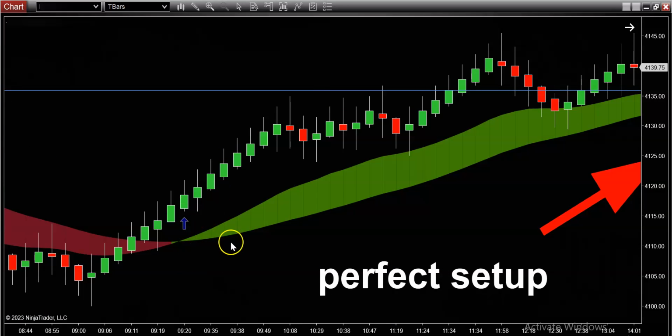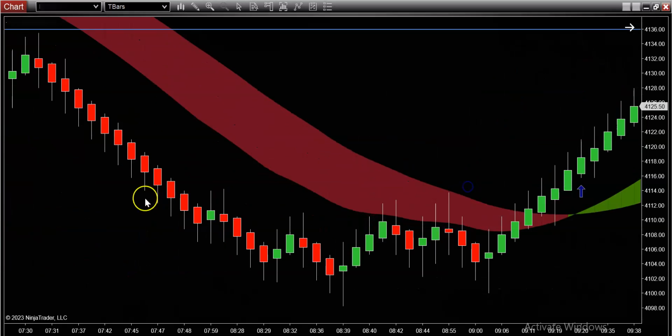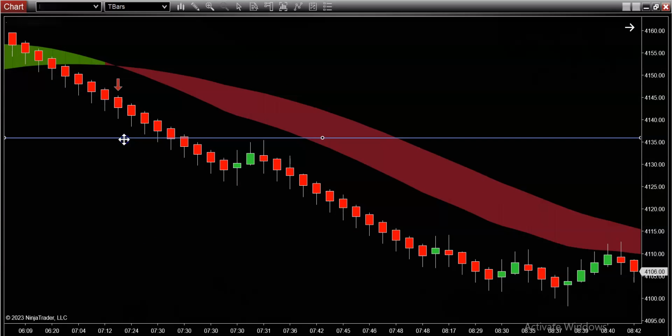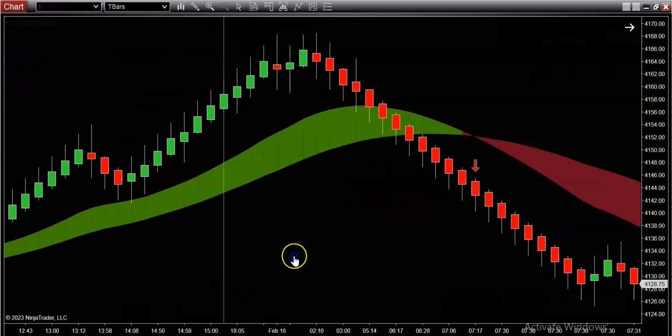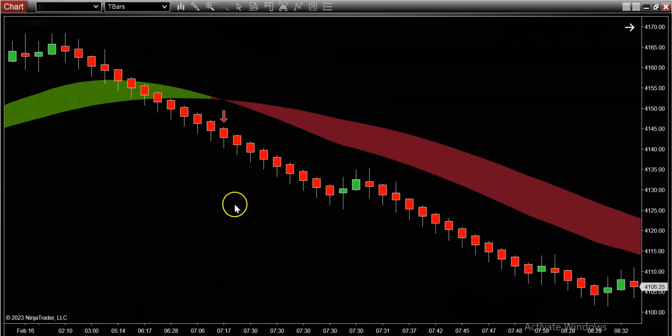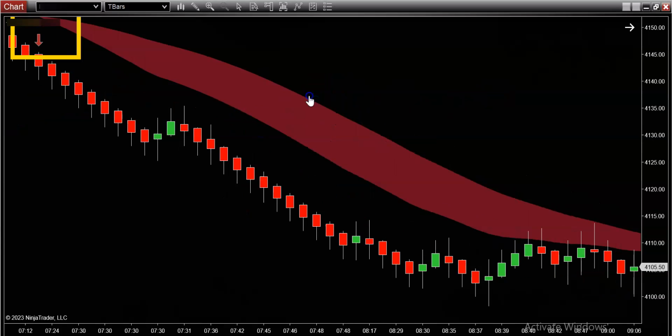I mean, look at this nice bull run. Look at the overnight session. Let me clean up this blue line here. Look at what happened in the early morning overnight session. The thing turned red, nailing the downtrend. You see what I'm saying?